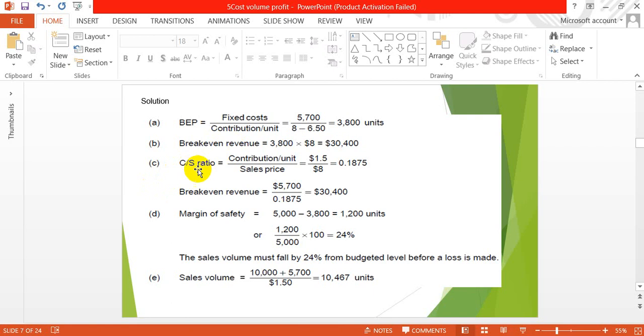For the CS ratio, it's the contribution per unit, the contribution which we found in A as 1.5, divided by the selling price of 8 to give us a CS ratio of 0.1875.